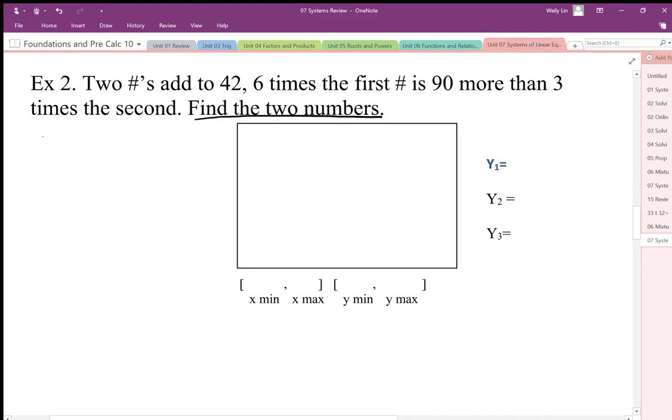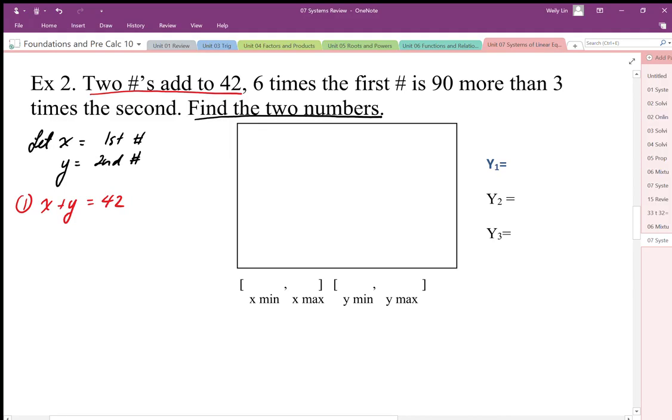So let x equal the first number, and we'll let y equal the second number. And the first part of that sentence establishes our first relationship. X plus y equals 42.